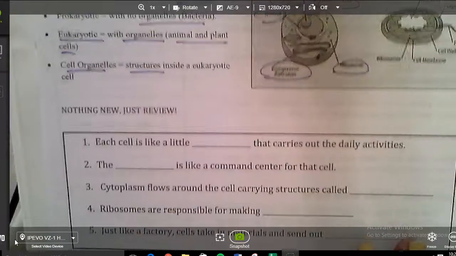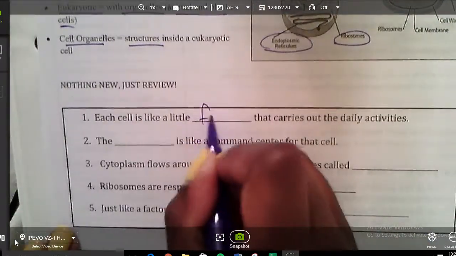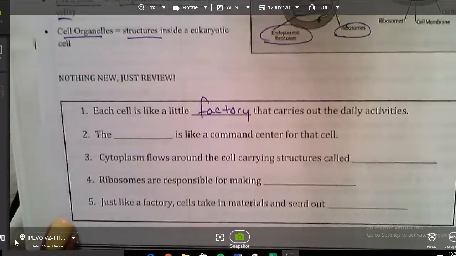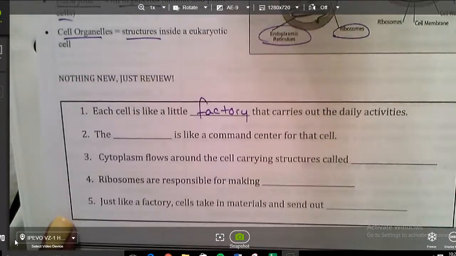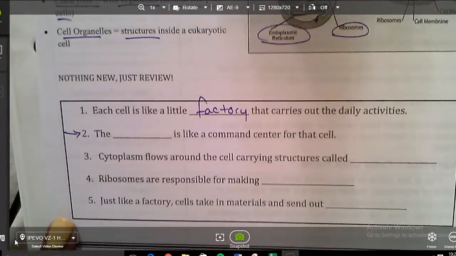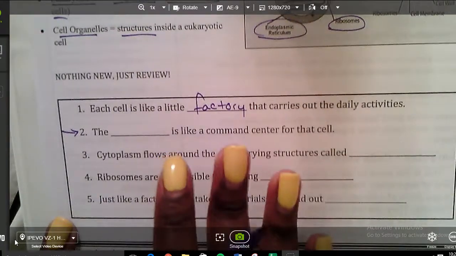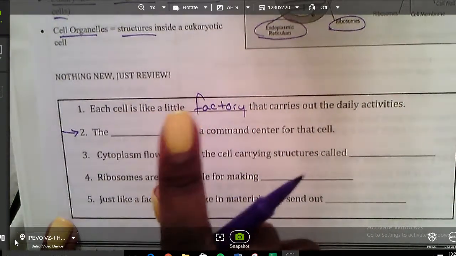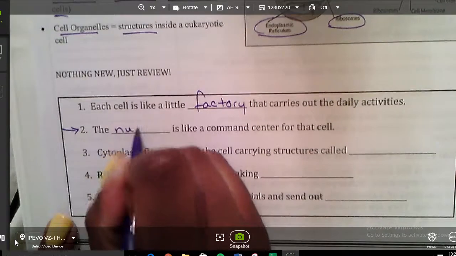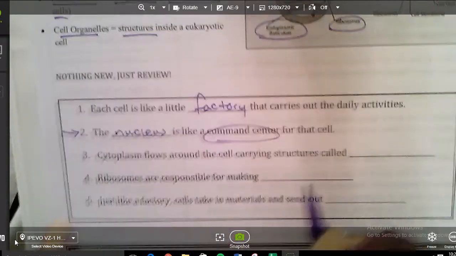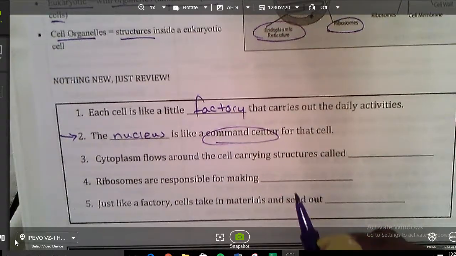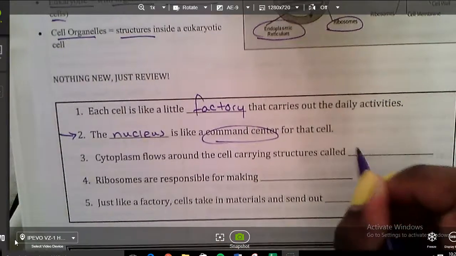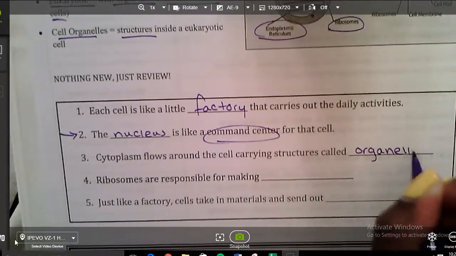So reviewing from last week, each cell is like its own little factory that carries out the daily activities. The blank is like the command center for the cell. Try to take a guess and figure out if you know what this is. I'll give you 5 seconds. 3, 2. Okay, let me focus. The nucleus. Remember, anything that says the command center or the brains of the operation is always going to be the nucleus. Cytoplasm flows around the cell carrying structures called organelles.